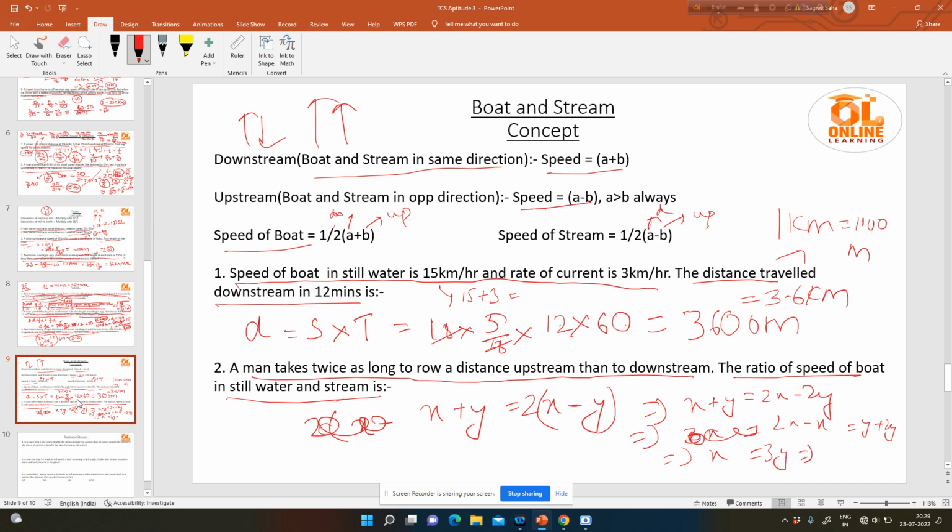So the ratio of the speed of the boat in still water and the stream, x by y, would be 3 is to 1, right? Hope you have understood. Now let us move to the next question.